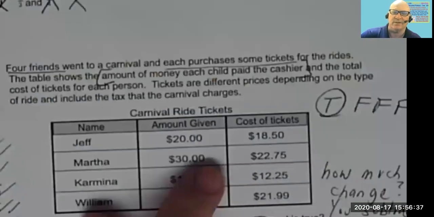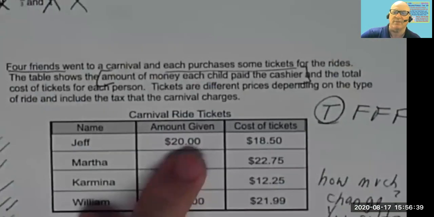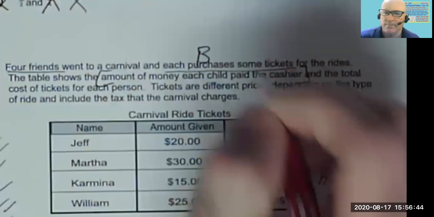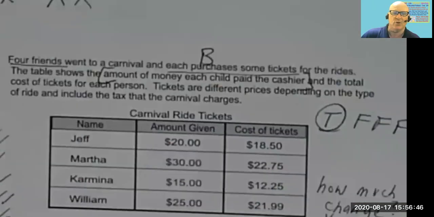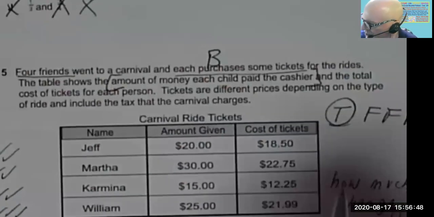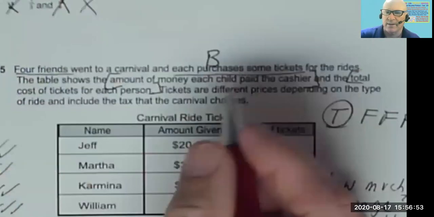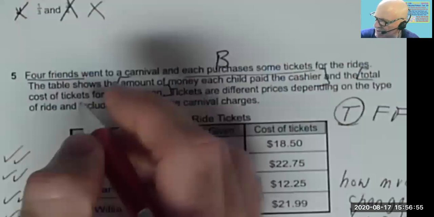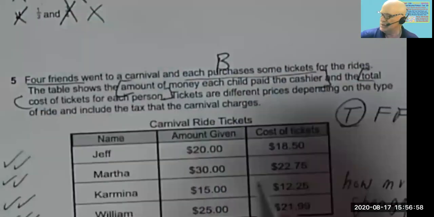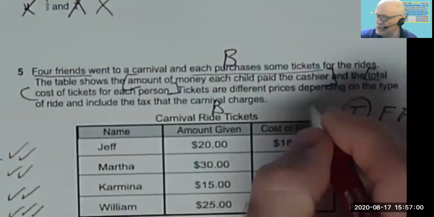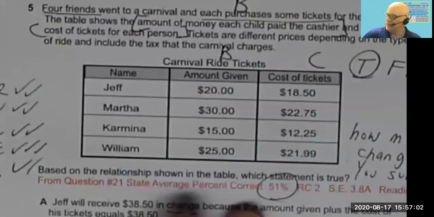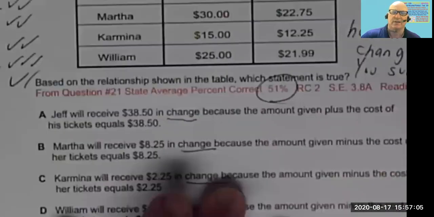Okay, I'm going to put all of that in the bracket. The amount of money is the amount given. Okay, we can call that column B. And the total cost of the tickets for each person, I'm going to put a little opening bracket there and a closing bracket there, and we'll call that section C. So here's B and here's C. And so let's see what question they ask us.